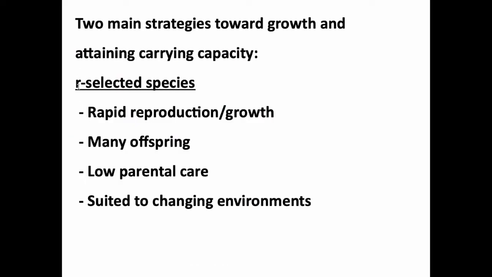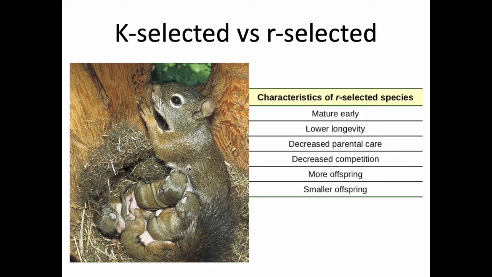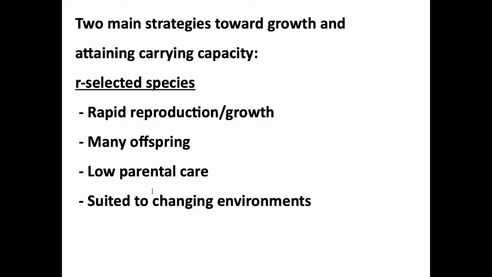So R-selected, it's lowercase by convention, R-selected species: rapid reproduction and growth, lots of offspring, low parental care. In contrast, these things are very well suited to changing environments. Because they're having lots of offspring, if the world around them is changing rapidly, they're going to adapt much more quickly. They're going to evolve more quickly because their generation time is lower, and the chances of some of the many offspring that they're pumping out every single year making it are higher. So R-selecteds are very good at changing environments. K-selecteds are very suited to stable environments.